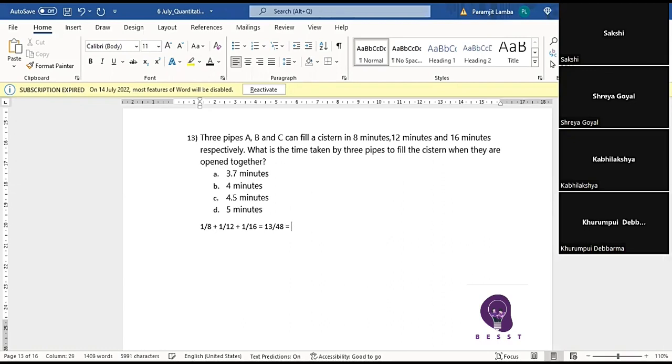Therefore, to find out how much time it will take, we will inverse this to 48/13. 13/48 of the cistern will be filled by the 3 pipes in 1 minute. So the time taken to fill the cistern completely will be the inverse of 13/48, which is 48/13, which is 3.7 minutes.